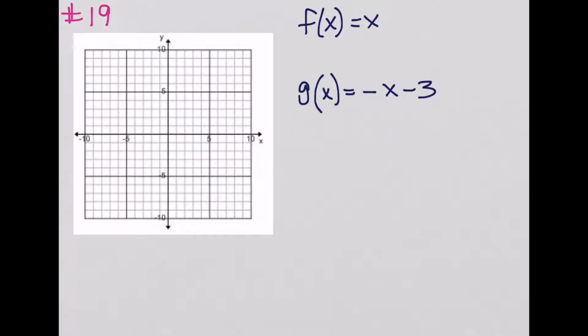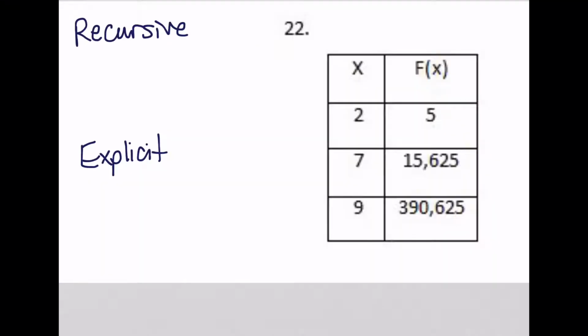I'm actually going to just maybe review how to do this last one, number 22. A recursive formula and an explicit formula. So looking at this, we have some gaps here. This is going from 2 to 7, and this is going from 7 to 9.